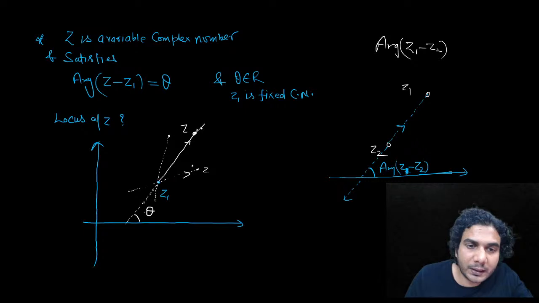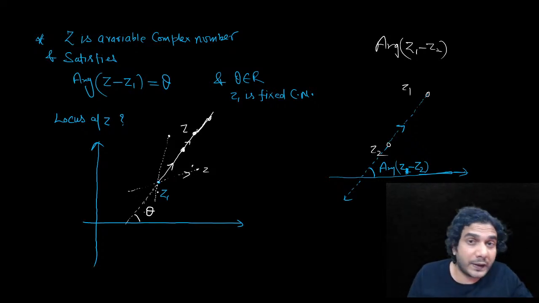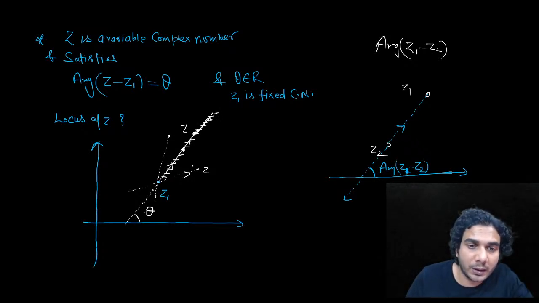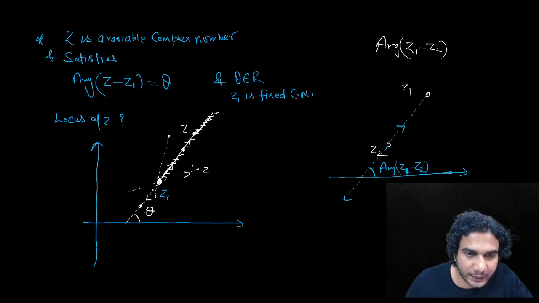If you take z anywhere on this line, like here or here, then the direction will remain the same. The direction of the line joining z1 and z will remain the same. So this line, we call it a ray because it is starting from z1, and it will be upwards only according to this diagram. You can't take z here, otherwise the direction will be different. Then the argument will be theta plus pi in this case. So it is a ray starting from z1, and it goes up to infinity.